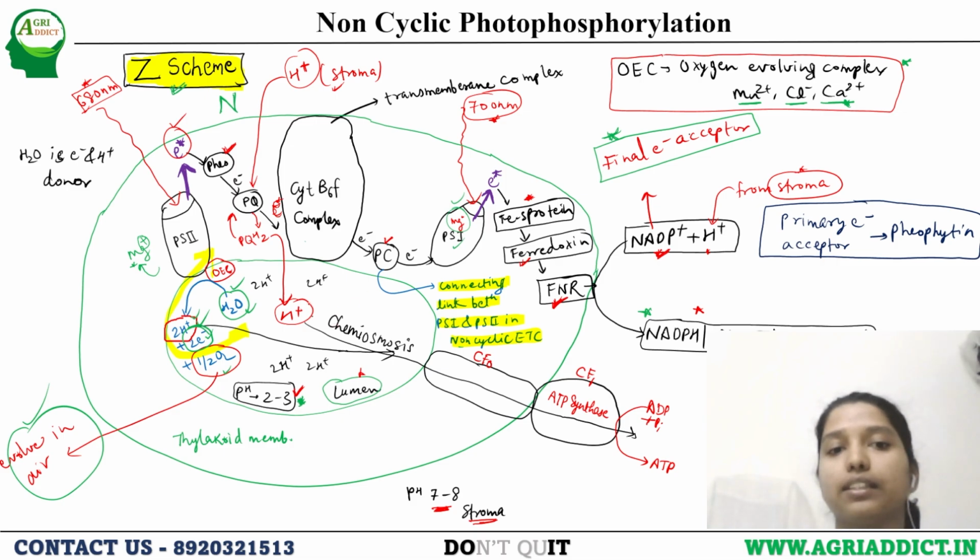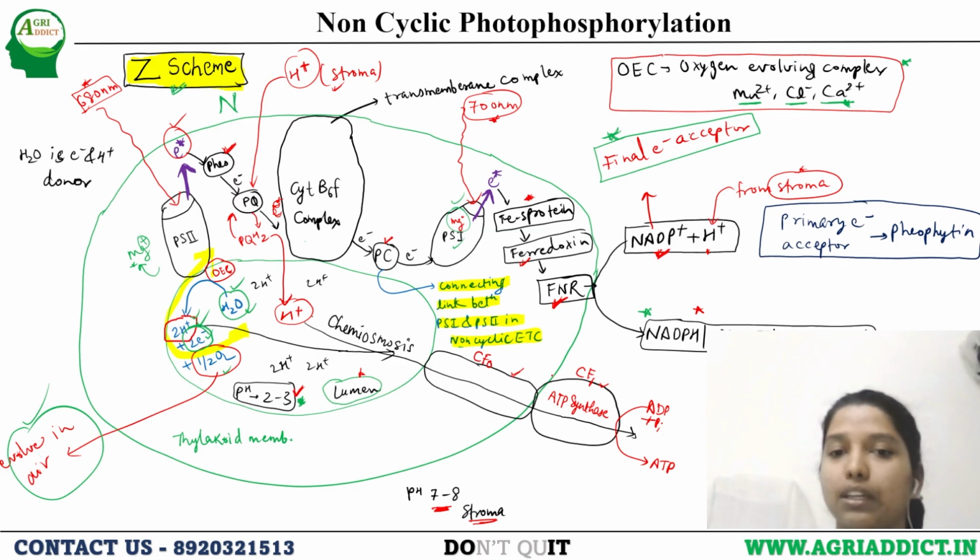So as this H plus is coming from stroma, and the splitting of H2O is also increasing the H plus concentration in the lumen, what will happen is the chemiosmosis process. There is this ATP synthase enzyme. It has a CF naught unit and a CF1 unit. Two units are there. The CF naught unit is longitudinal in structure and the CF1 is round in shape.